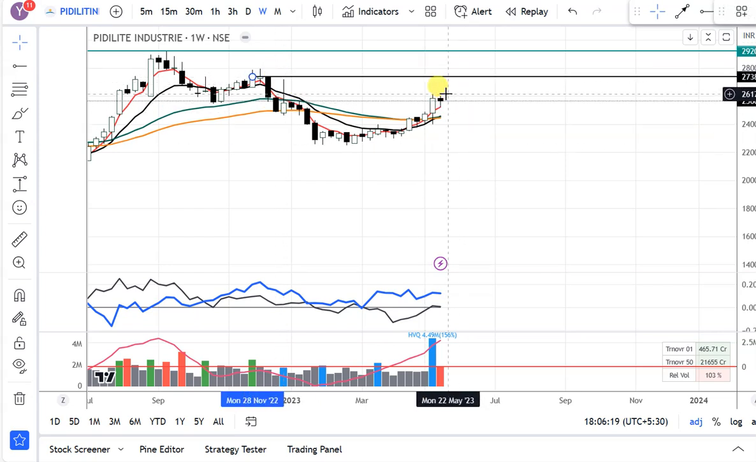PI Industries again, nothing. It is again stuck at the all-time high.